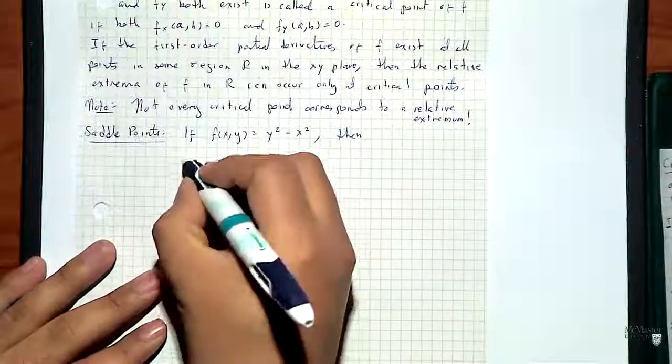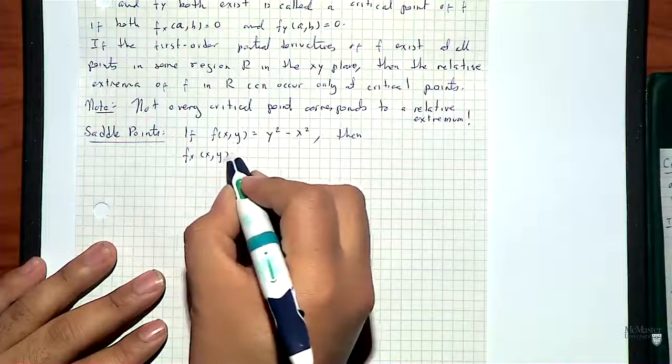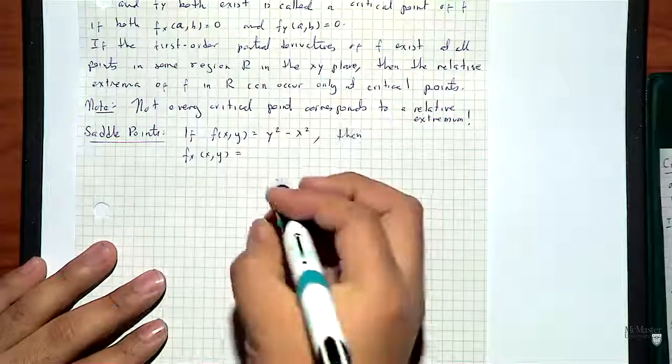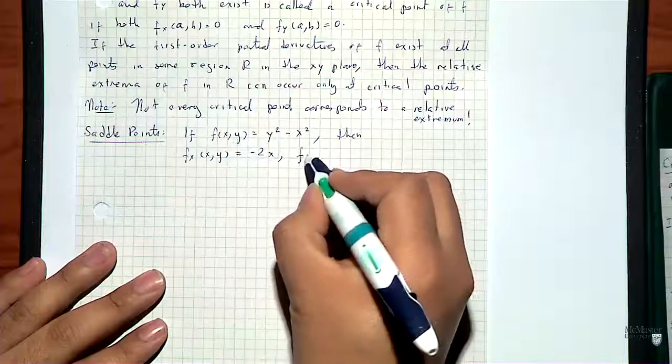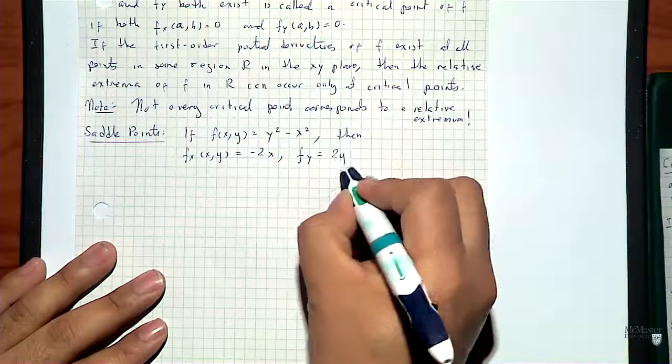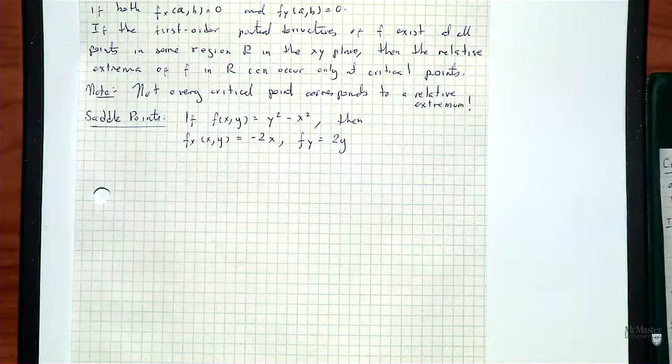In that case, for the partial with respect to x, this y squared is constant, so this is minus 2x, right? Then for this function, partial with respect to y, you have 2y. Try to imagine it a little bit before we draw the picture.